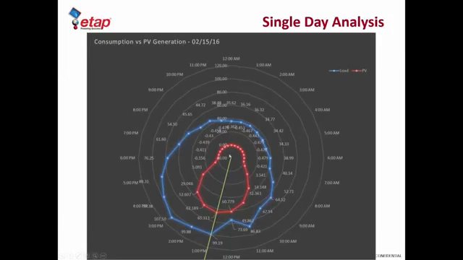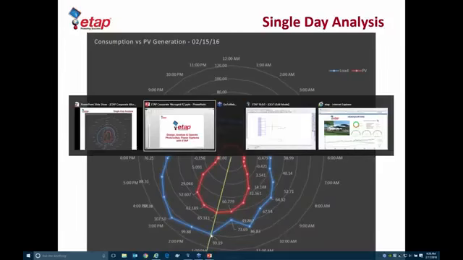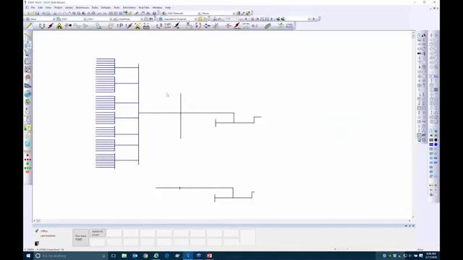So if I take a slice, let's say 1 p.m., we can see that the PV generation is 65 kilowatts. The load is almost about 100 kilowatts or so. So I'm going to switch over to ETAP and show you the model here. We have two different types of models, and we're going to run that analysis in this model and see what we get.